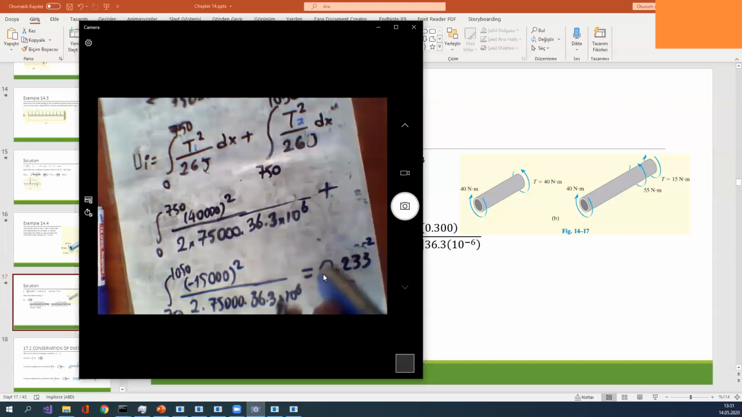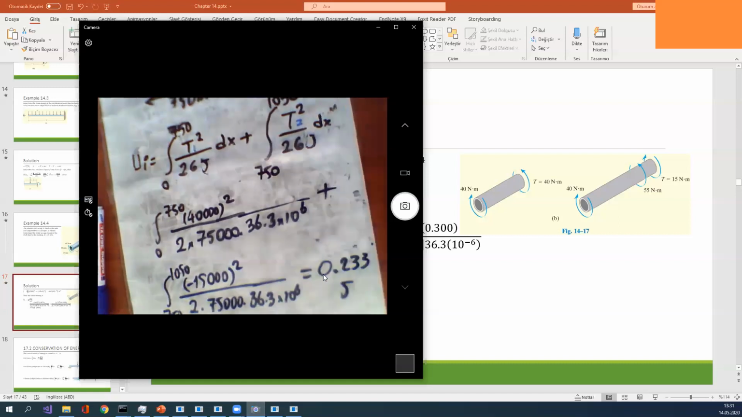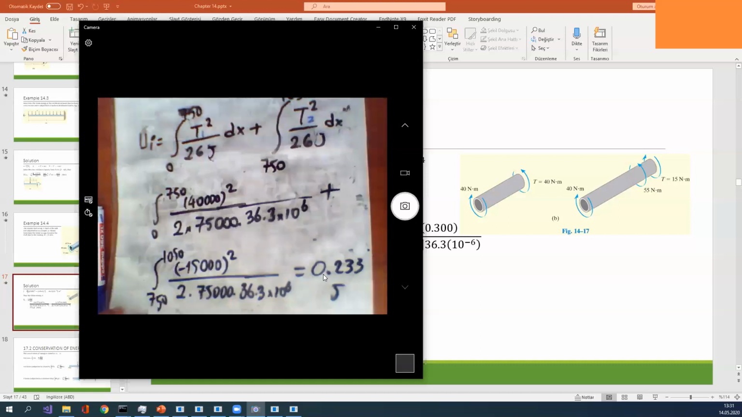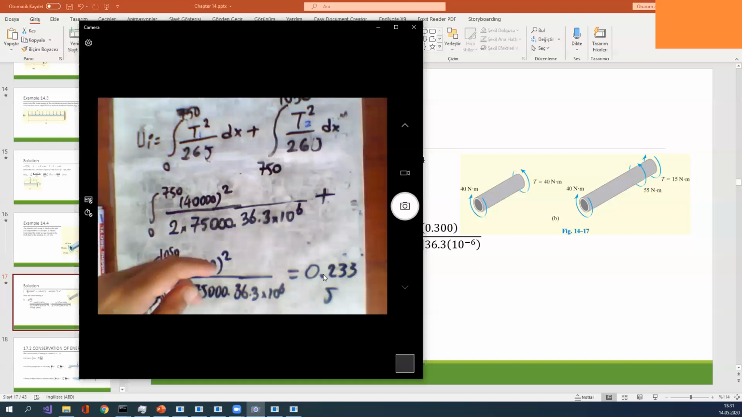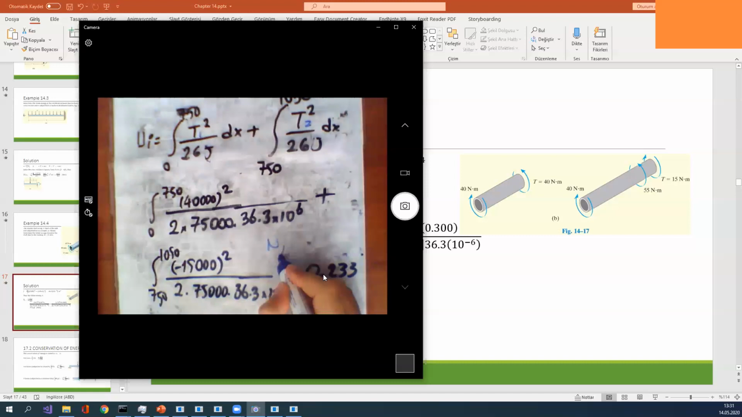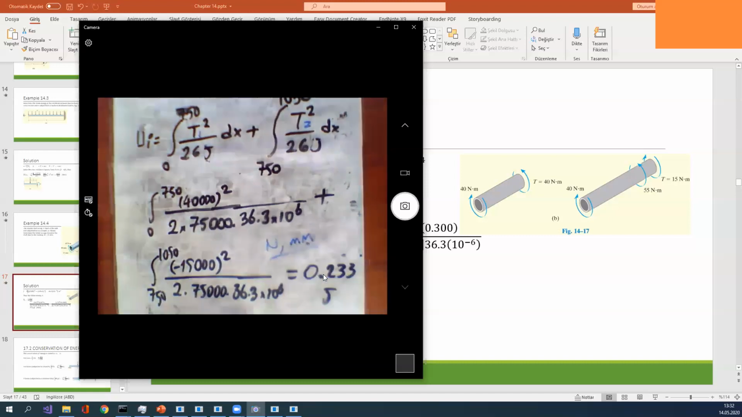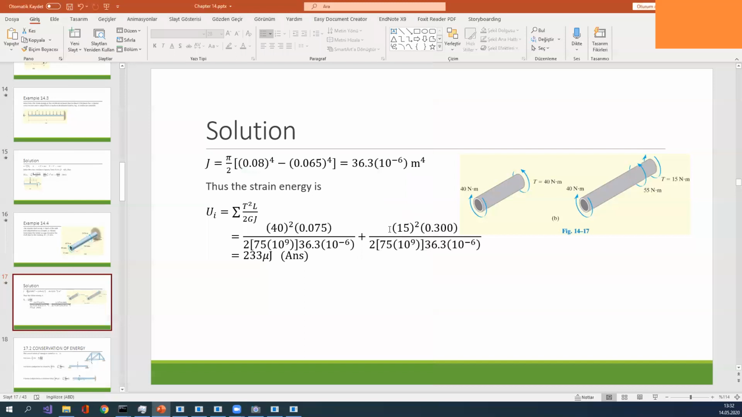This is not done here. Okay, and you can check the results. I don't trust the book result, but I didn't control it. Maybe you can check the result and control it. I'm working in a slightly different system, Newton-millimeter, okay? Therefore, I convert the values from meter to millimeter. The book works with Newton-meter here.